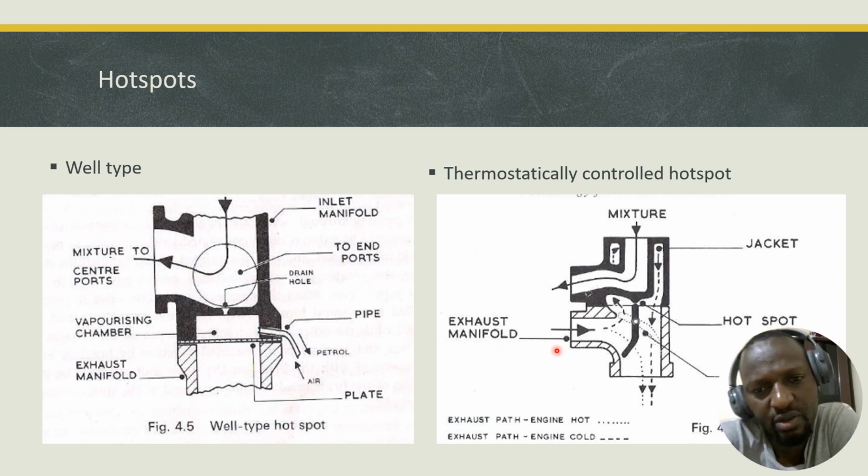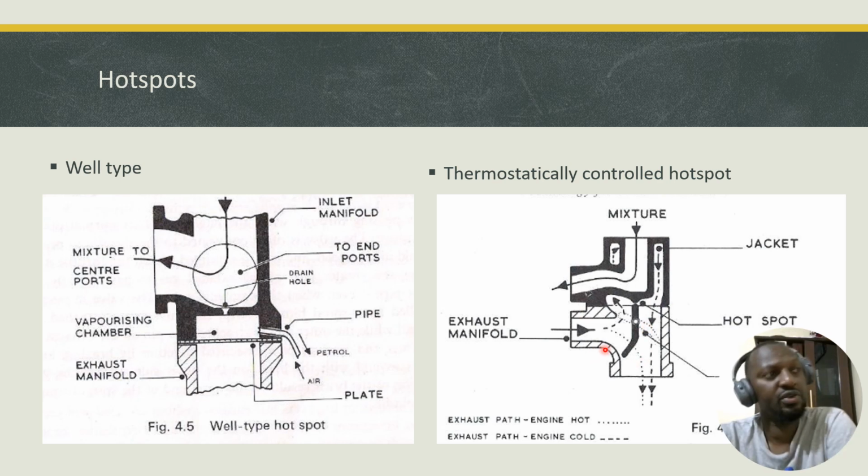Now on the other hand, we have a thermostatically controlled hotspot. It is similar to this, only that it can be controlled in that once the engine warms up, we no longer require to heat the intake manifold. So we have a bimetallic strip that controls a lever here. So the upper part again is the inlet manifold, and air passes through that way. But the inlet manifold has a jacket around it which the exhaust gases can occupy. On the lower hand, we have the exhaust manifold. Now the exhaust manifold, the gases are flowing in that direction and moving outwards.